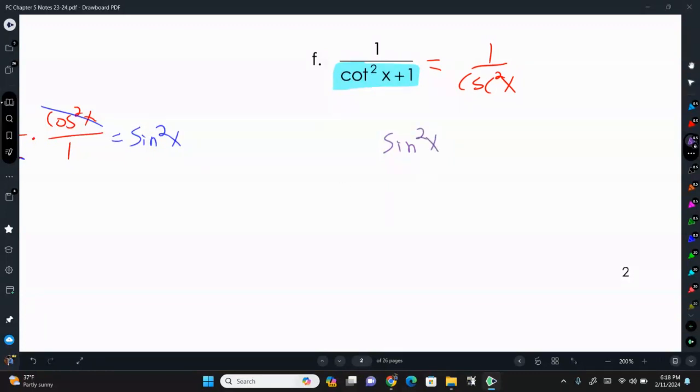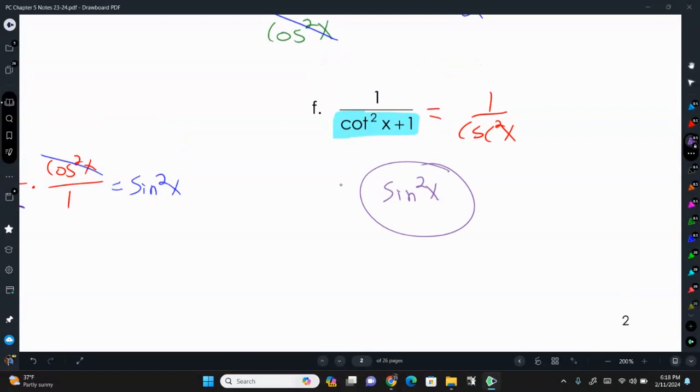Now, it didn't get much simpler. You may argue, well, we only have a couple things at the beginning, and then when we convert cotangent squared x plus 1 to 1 over cosecant, that's still pretty simplified, but we can go a little bit further to make, instead of a 1 and a cosecant squared, we can change that just to sine squared.